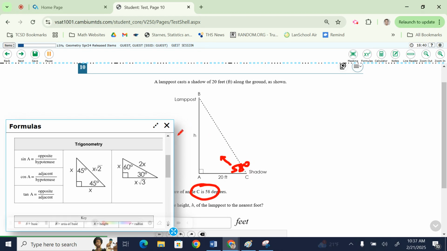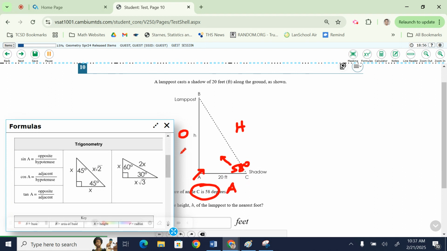That points to the opposite side. That means that this height h is the opposite side. The right angle here, A, points to the hypotenuse. That means that dotted segment is my hypotenuse, and then the 20 feet would be the adjacent side, A.